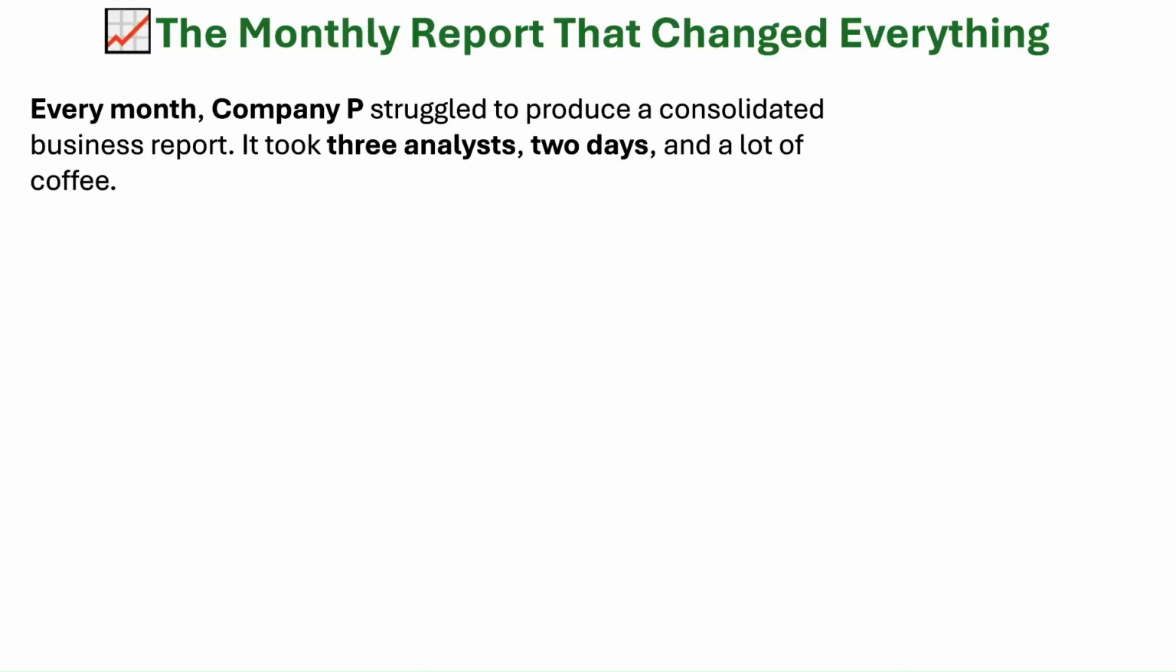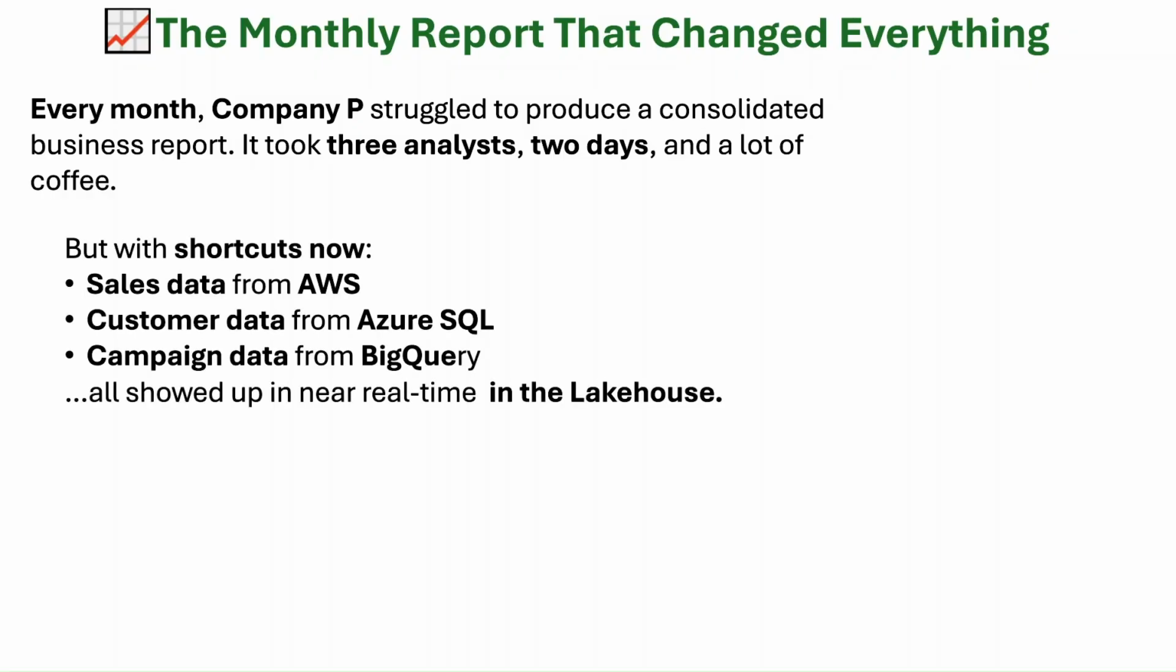The monthly report also changed. Every month, Company P struggled to produce a consolidated business report. It took 3 analysts, 2 days of time, and a lot of coffee. But with shortcuts now, sales data from AWS, customer data from Azure SQL, and campaign data from BigQuery all showed up in near real time in the lakehouse.